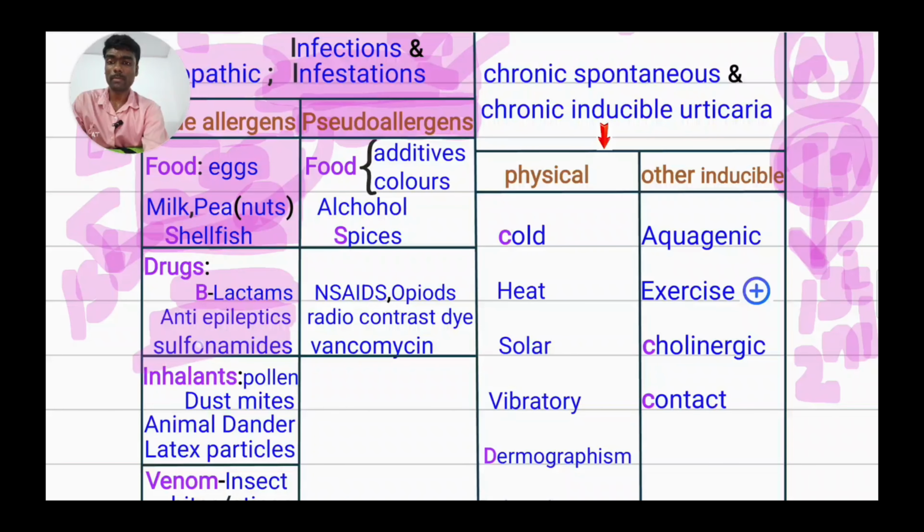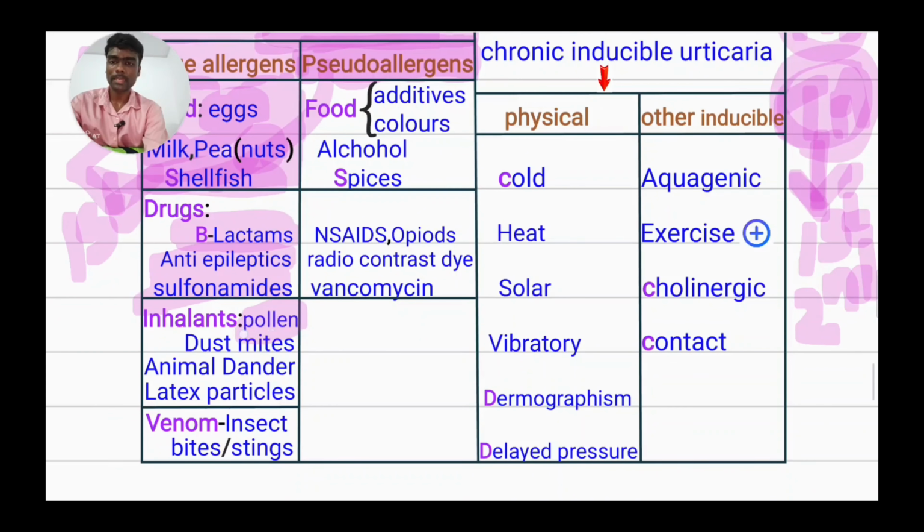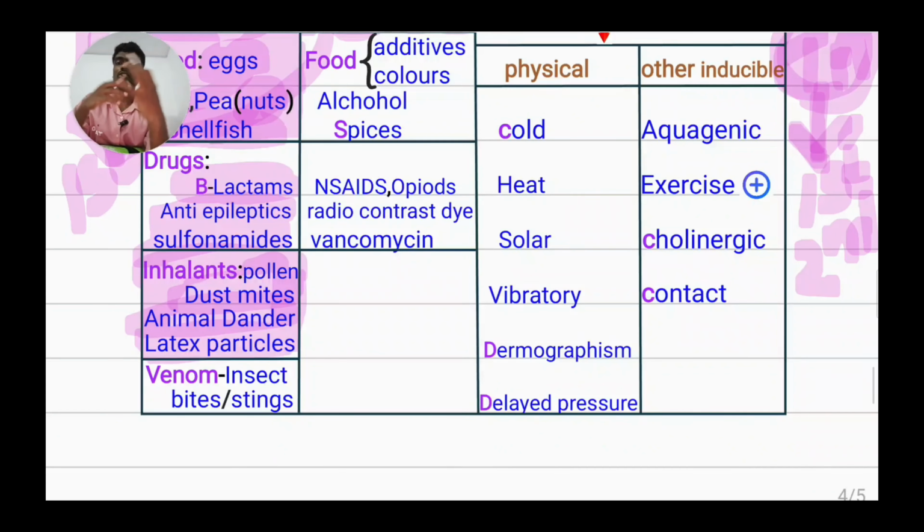Antiepileptics, sulfonamides, inhalants like pollen, dust mites, animal dander, latex particles. These are all inhalants which are true allergens. They will go and bind to IgE antibody and stimulate mast cell. Venom from insect bites, insect stings. These can act as true allergen. These can stimulate alternative complement pathway. These can also stimulate our immunity and lead to formation of immune complexes.